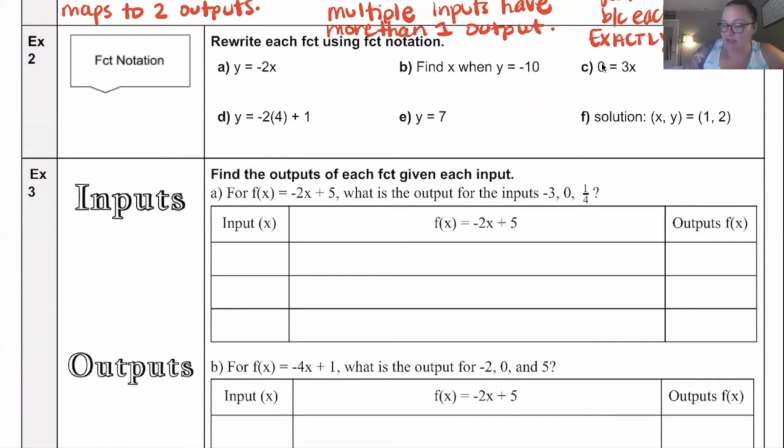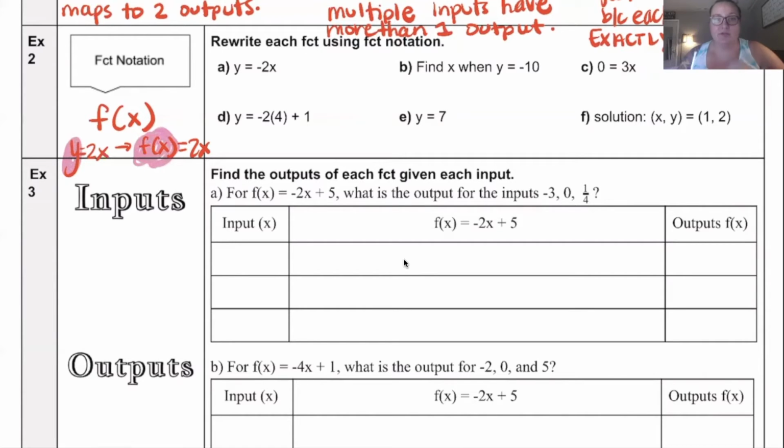Function notation is simply f of x. And function notation can be interchanged with, or replace, y. So if you have y is equal to 2x, you can rewrite that as f of x equals 2x. So y gets replaced with f of x because that equation is a function.